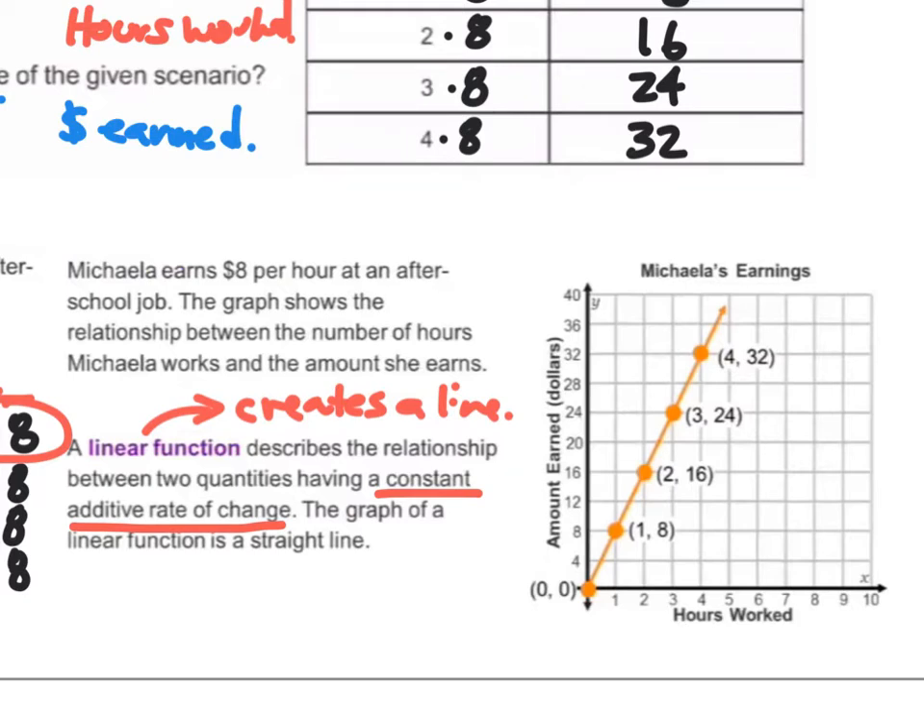And so what I think about is I think of the rise. We rise up 8 units, we go over 1, so it's 8 over 1. And you can do that from every point to the next. You rise up 8 units and you go over 1. You rise up 8 units, you go over 1, okay? This is what we call a constant rate of change, all right?